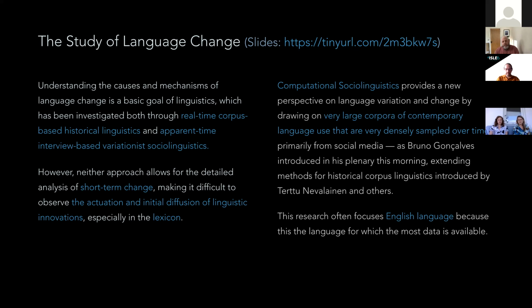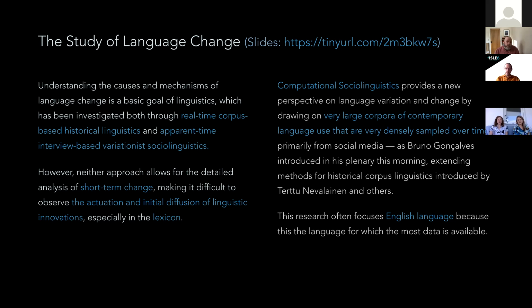And so that's the goal today, to show you what you can do with short-term lexical change using really big data. The approach that I'm applying, or a general term we use to describe this kind of research, is computational sociolinguistics. It's basically using very large corpora of contemporary language, very densely sampled to study language variation and change, and in this case, very densely sampled over time.